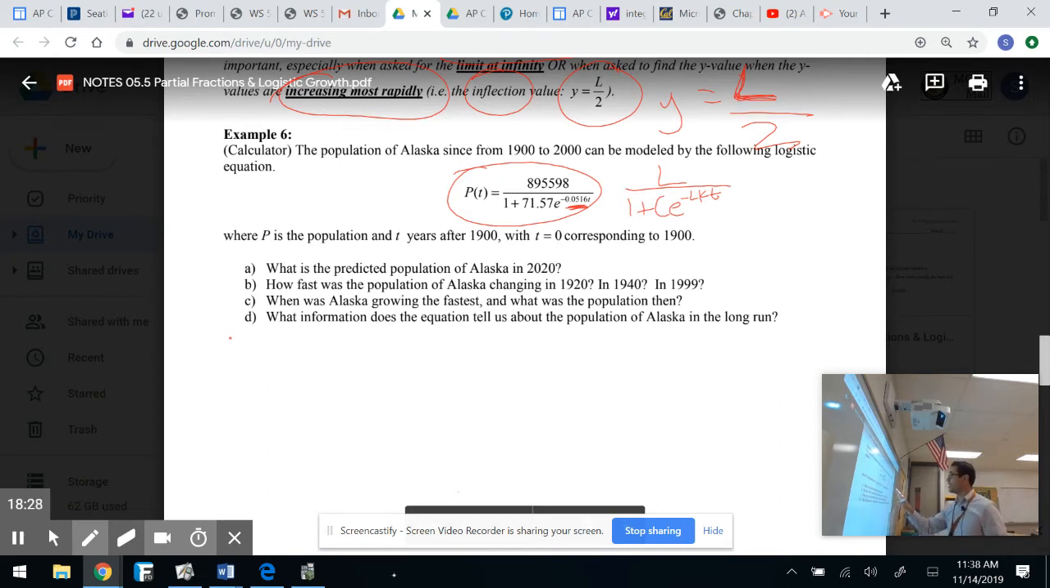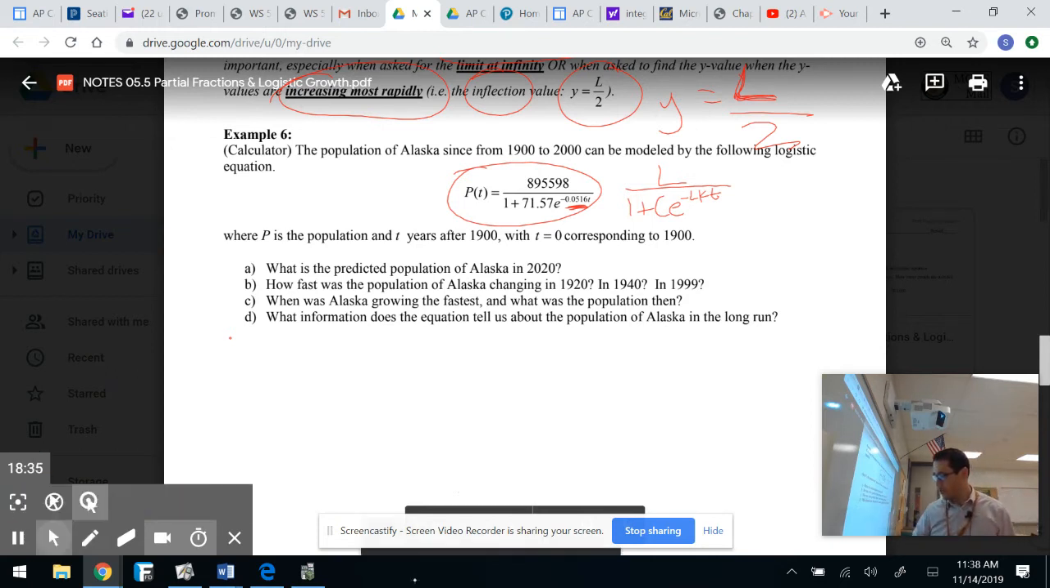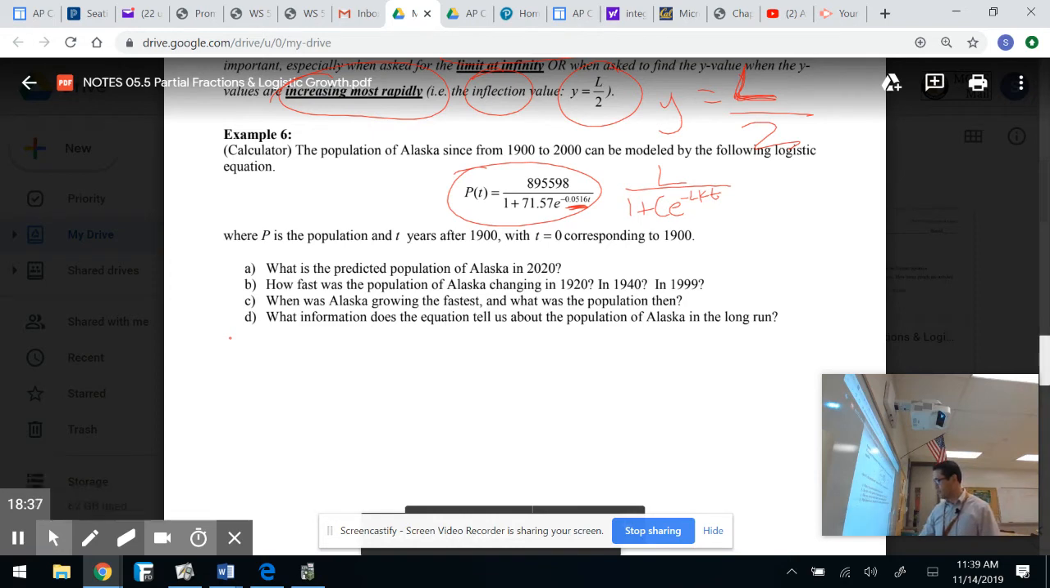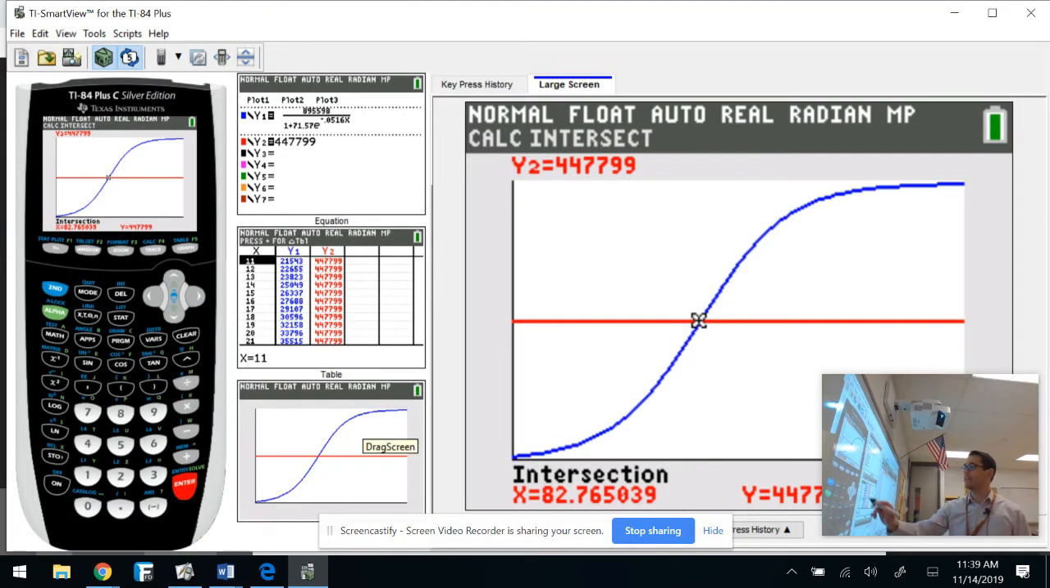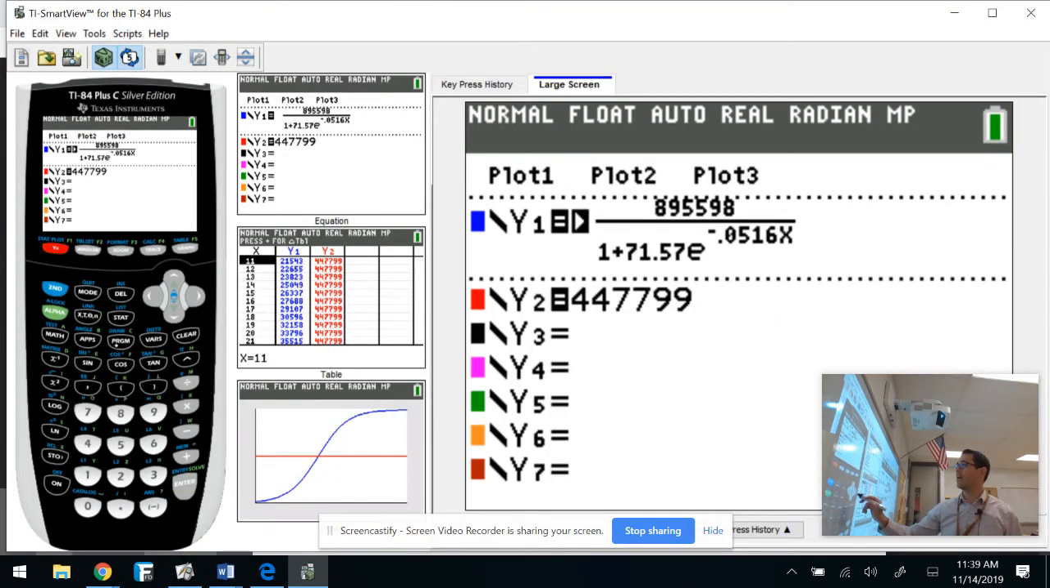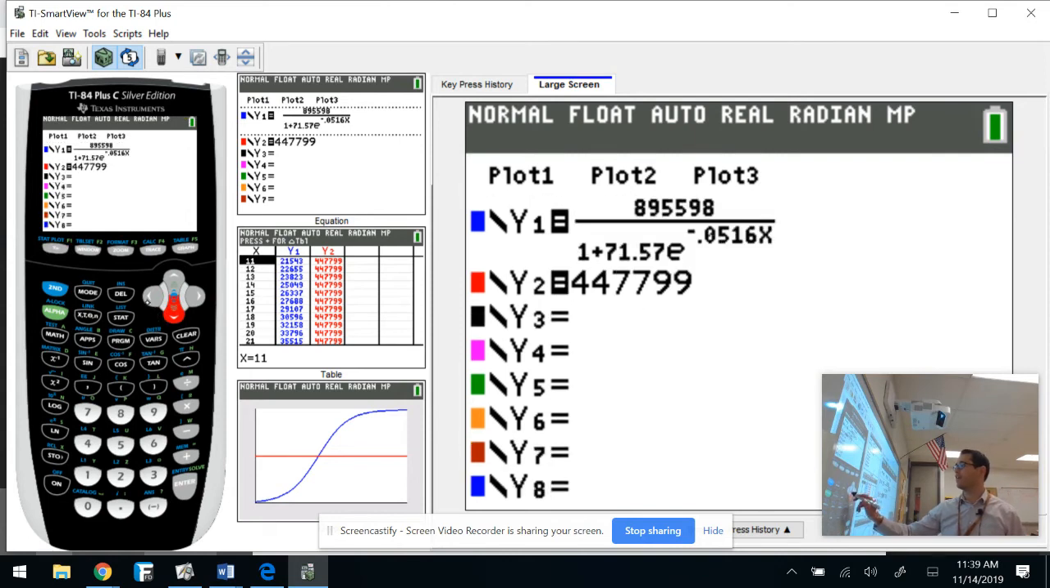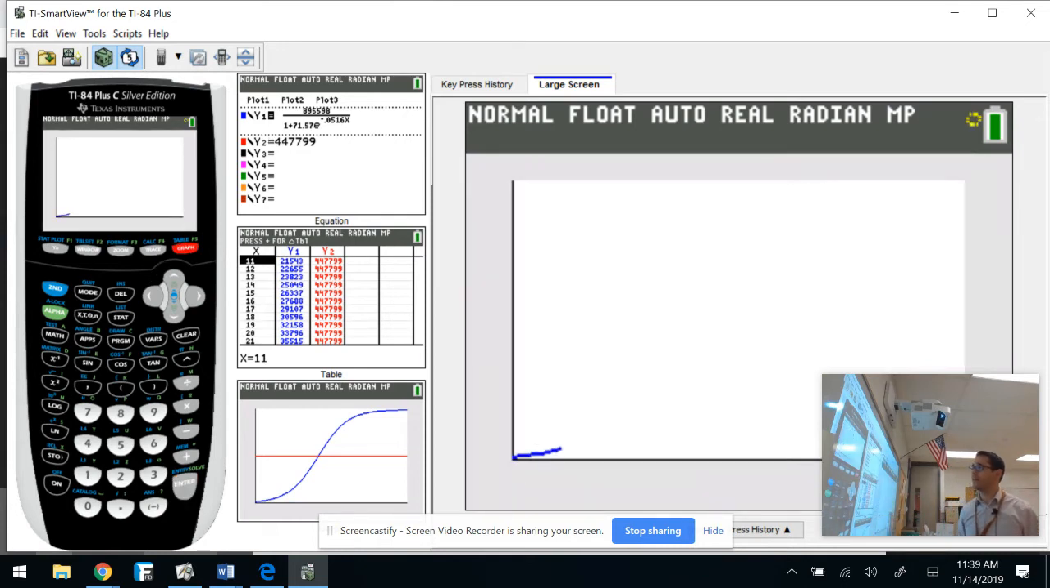It says, what is the predicted population of Alaska in 2020? Well, I think you guys all would know how to do that. So I took the liberties of fast forwarding a little bit. And when I fast forwarded, I plugged in here. I'm going to turn this guy off. We're going to need that for a moment. Make sure you have your calculators out because it's very helpful. But I think I'm going back here.